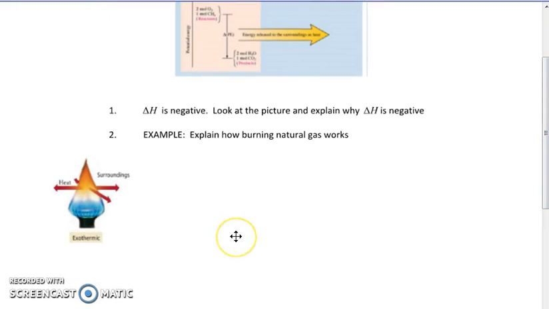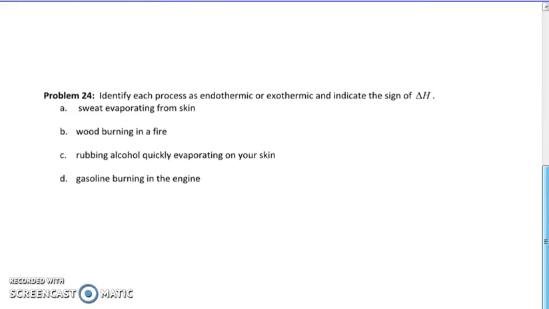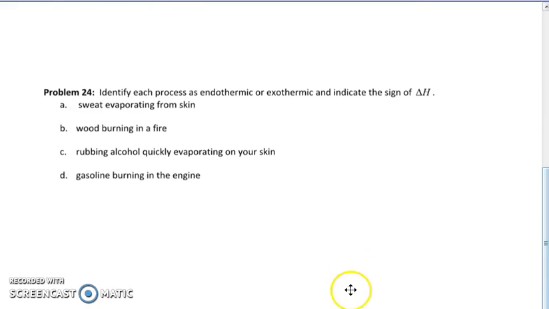Why does natural gas work? We saw that with the Bunsen burner, because heat is flowing from the Bunsen burner to the surroundings, releasing energy, exothermic. So go ahead and do problem number 24 and see what you get. Wow, this is the same thing as Q from before. Sweat evaporating from skin is endothermic, your skin giving the sweat its energy to evaporate. A wood burning fire is exothermic, delta H is negative, just like before. Rubbing alcohol quickly evaporating on your skin, delta H is positive, endothermic, your skin gets cold.